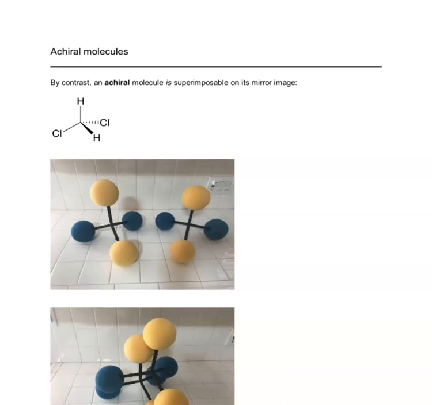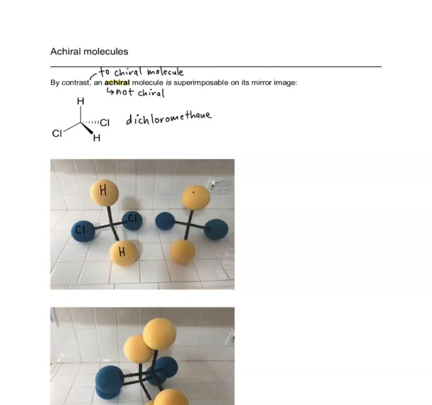So by contrast to a chiral molecule, the term achiral means not chiral. And so an achiral molecule is superimposable on its mirror image. So here's a molecule called dichloromethane. And so I made a model of it. It's the one on the left. The hydrogens are the yellow atoms, and the blue atoms are the chlorines.